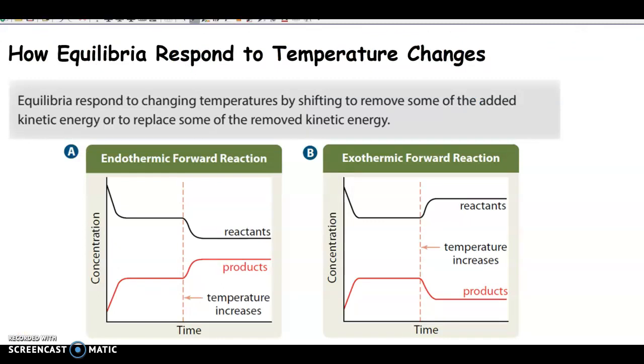Okay, so now on to a completely different stressor. We're looking at how temperature stresses affect equilibrium shifts. So temperature changes. We have to recap here what an endothermic and exothermic reaction are.